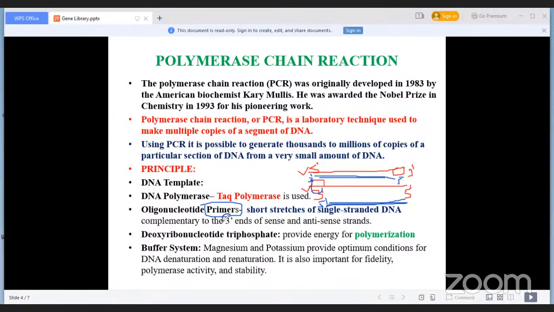Primers are complementary to the 3 ends, the 3 end of the sense and antisense strands.